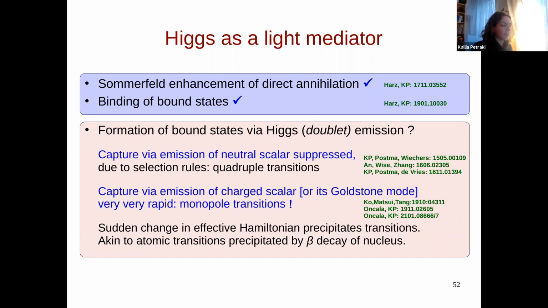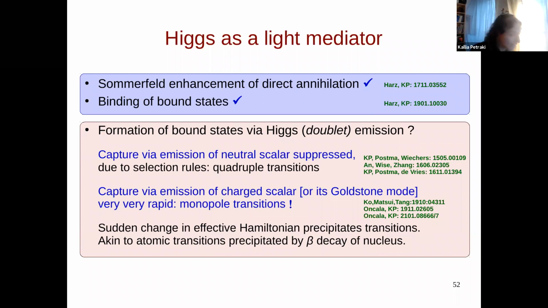And there is an analog of this in atomic physics. The underlying physics is quite different, but the common point is the change in the effective Hamiltonian. So the analog is that when a nucleus undergoes a beta decay, the Coulomb potential that the electrons feel changes, because now we have a different number of protons. And this change, due to the beta decay, actually precipitates extremely fast atomic transitions. So it can get the atoms ionized or excited very quickly. Again, the underlying physics is very different here, but the common thing is that the change in the Hamiltonian causes very rapid transitions.